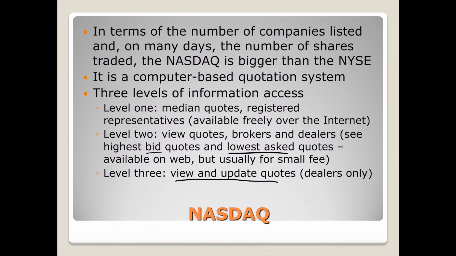So you can find level 1 quotes freely on the internet. Again, just prices of these different securities that are occurring on NASDAQ. Level 2 allows you to see the best prices, so the highest bid and the lowest ask, so the highest that a dealer is willing to pay and the lowest at what they're willing to sell. And then level 3 is for the actual dealers. But this is a dealer-based market. You're linked electronically, and you're able to make trades in that manner.